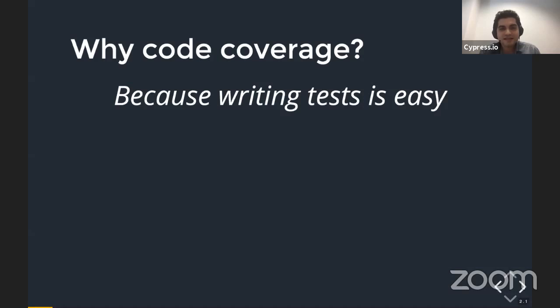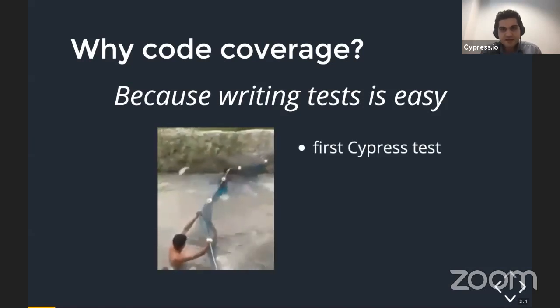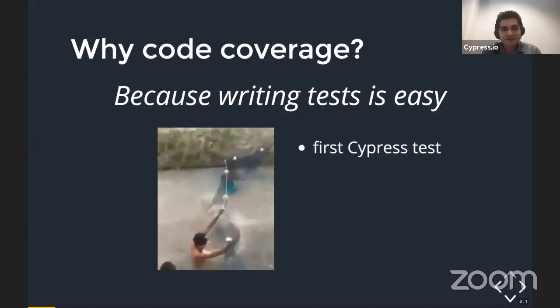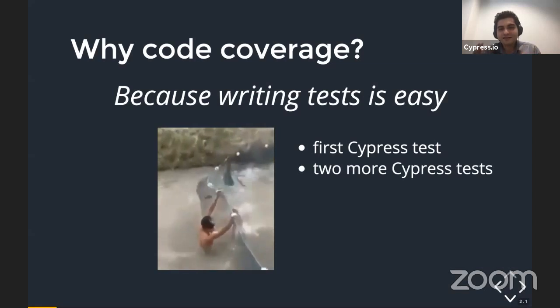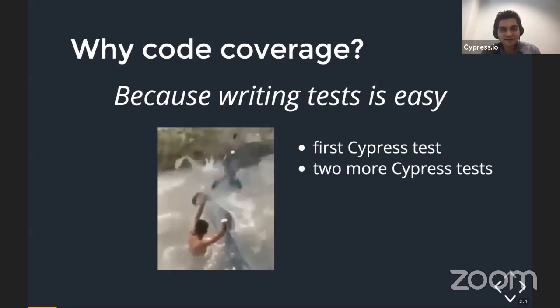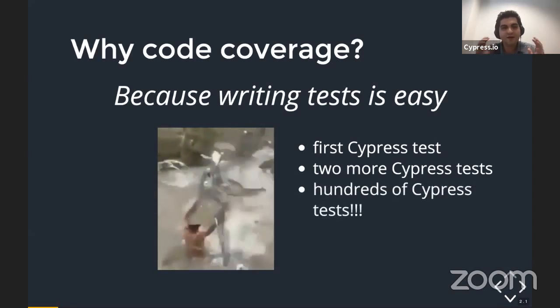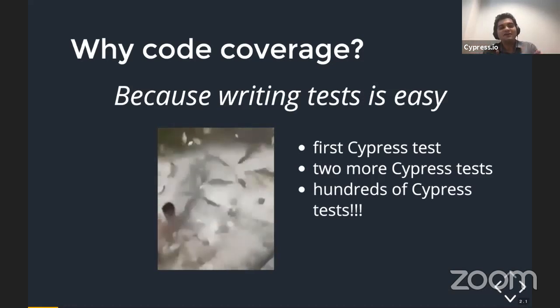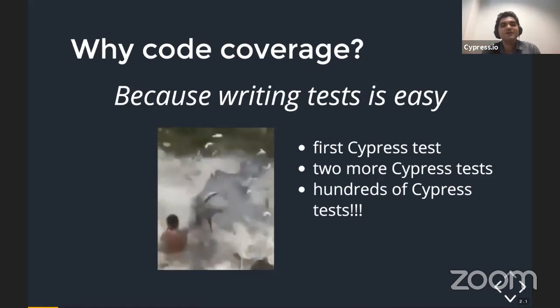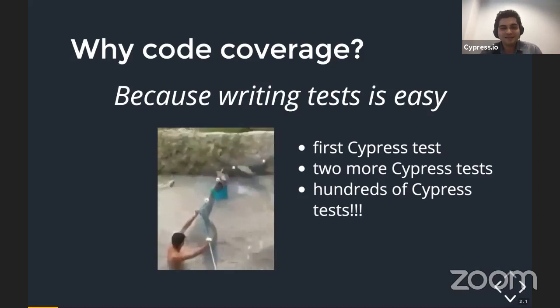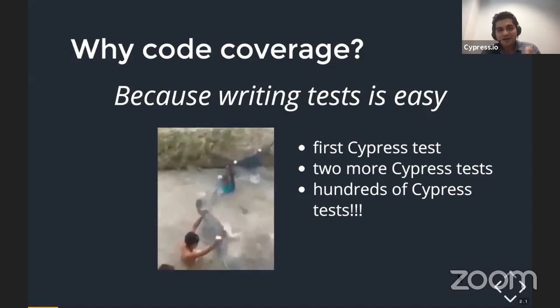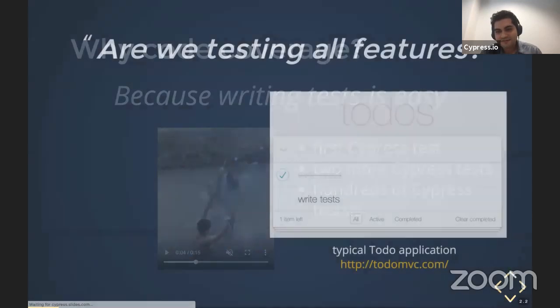So, the state looks kind of like this. You write your first test, you're happy. And then you're going to write some more tests. Things are viable still. And then you got a whole bunch of tests. And then you're living life like this fisherman, just completely overwhelmed, don't know how to handle the situation, right? So code coverage is going to be your friend here.